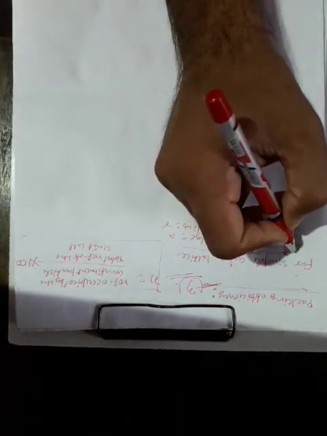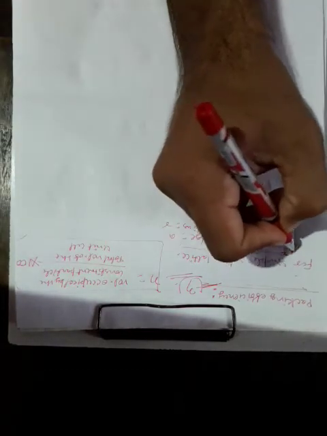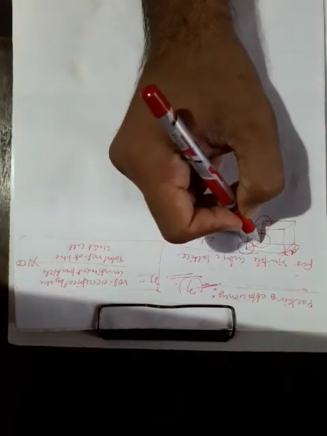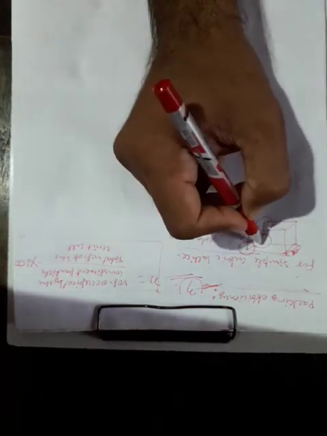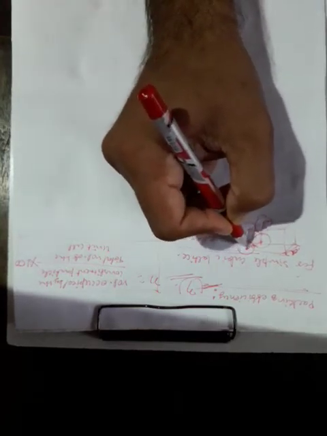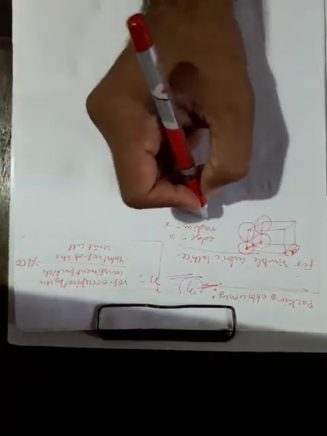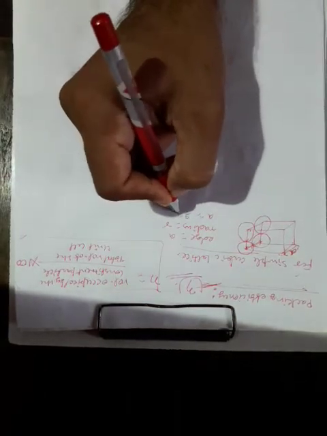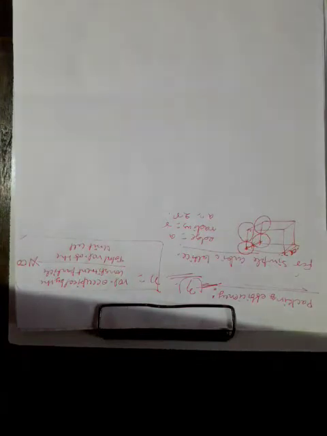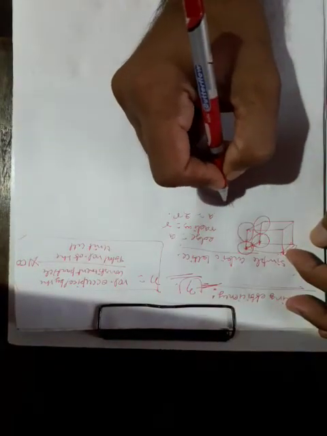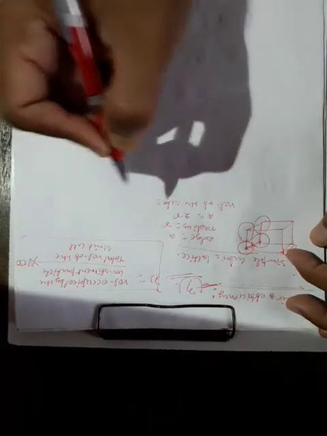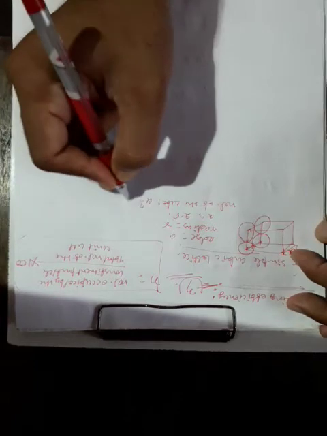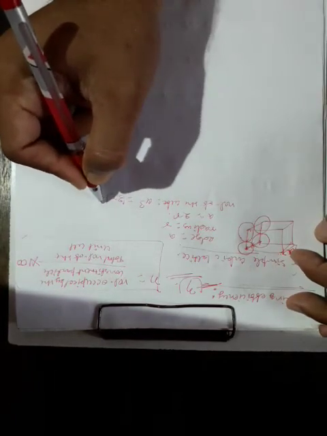The distance from here to here will be r, a, r. It is the edge length. So the distance from here to here is also a, since it is the radius and it is also the radius. So the figure shows that a is equal to 2r. Now the volume of the cube will be equal to a cube, that is 2r whole cube.